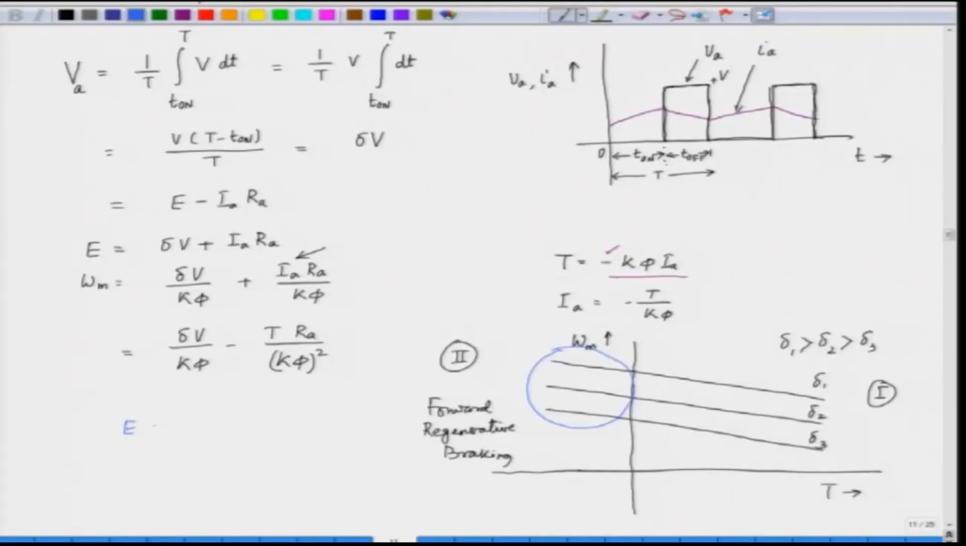We have to notice one thing, that here E is greater than delta V. So, by controlling the duty cycle, we are making the armature voltage less than the back EMF. So, the motor is operating as a generator. E is higher than delta V, and that is the reason the motor is operating under regenerative braking condition. So, we stop here for today's lecture. We will continue the chopper fed DC motor control in the next lecture.